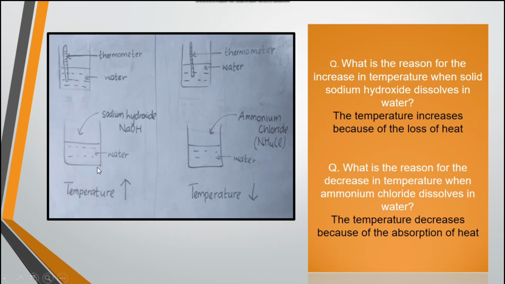That means the heat energy of the reactants is lost in this first instance. Because the heat energy is lost, the temperature is increased. Here the temperature is decreased because the heat is absorbed. The products have absorbed the heat. Because of that, the temperature has decreased here.